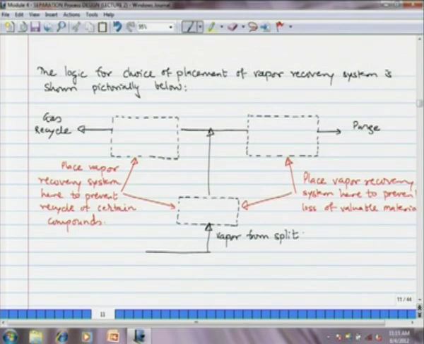Here in this diagram, I have shown schematically the logic for choice of placement of the vapor recovery system. Okay. We have 3 possible locations: after the vapor from the phase split, in the purge stream and in the gas recycle stream. Okay. So, place the vapor recovery system either in the gas recycle stream or after the flash drum to prevent recycle of certain compounds, and place the vapor recovery system in the purge stream or after the vapor from the split to prevent loss of valuable material.